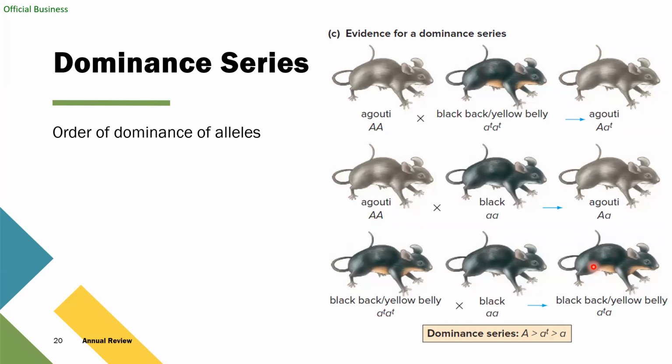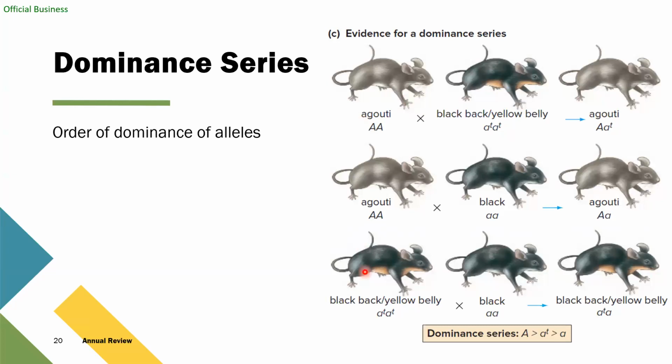The dominance series is the order of your dominant alleles. Which allele is more dominant than the other? In order to determine that, of course, you need to breed them. For example, we have agouti, the common color of mice. Another one is a black mouse with a yellow belly. Crossing them produces an agouti. So that means agouti is dominant to the black mouse with a yellow belly. Crossing agouti with a purely black mouse also produces an agouti. So agouti is also dominant over black.